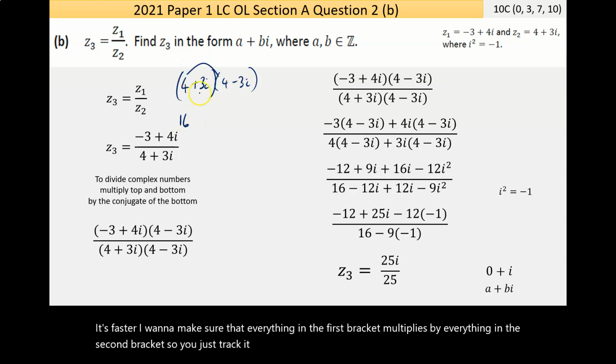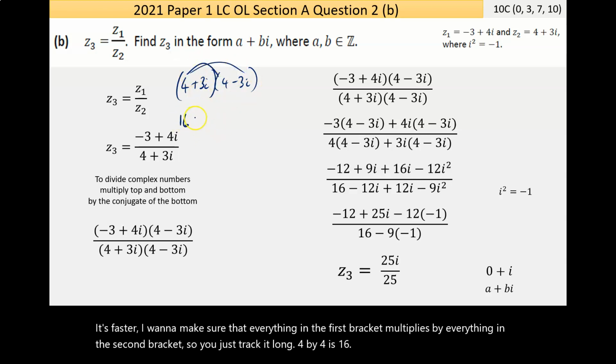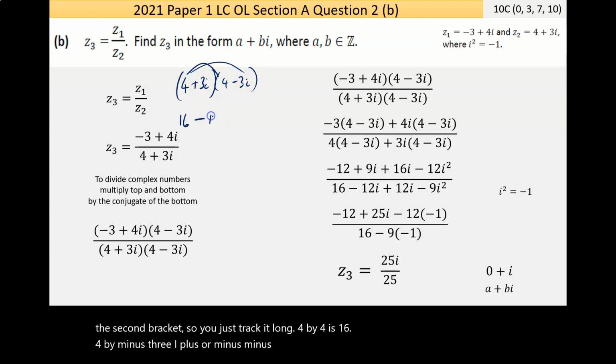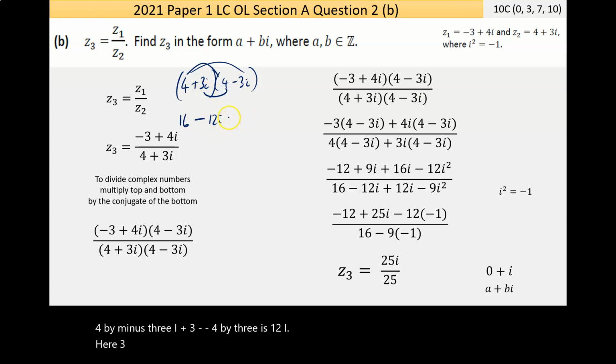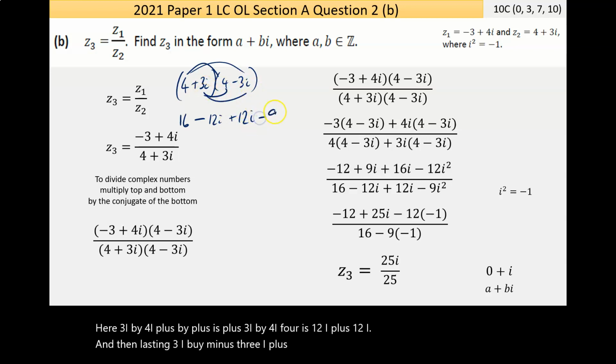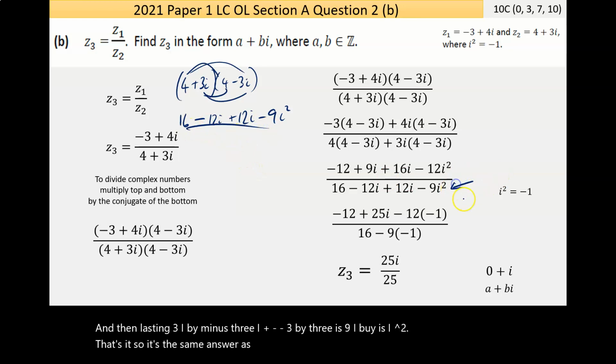4 by 4 is 16. Now 4 by minus 3i, plus by minus is minus, 4 by 3i is 12i. Now 3i by 4, plus by plus is plus, 12i. And then the last thing, 3i by minus 3i, plus by minus is minus, 3 by 3 is 9, i by i is i squared. And that's it. It's the same answer as what I got over here, and I still have the i squared thing happening.